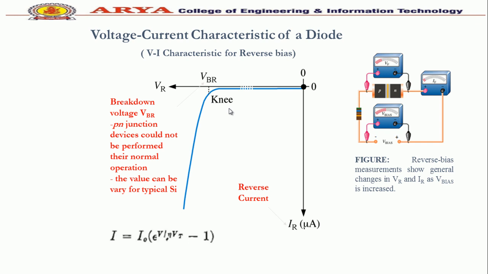So if reverse voltage is further increased, the kinetic energy of the electron or minority charge carrier becomes so high that they knock out electrons from the semiconductor. So at this stage, breakdown of the PN junction occurs. So there is a sudden rise of the reverse current. So now the junction is destroyed permanently. So that's why after the breakdown voltage VBR, PN junction devices cannot perform their normal operations.